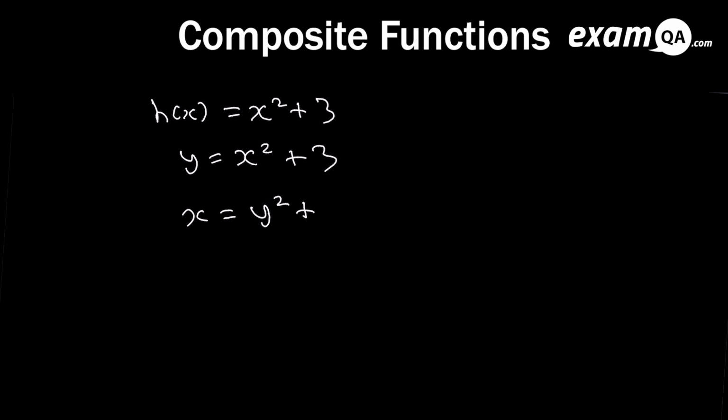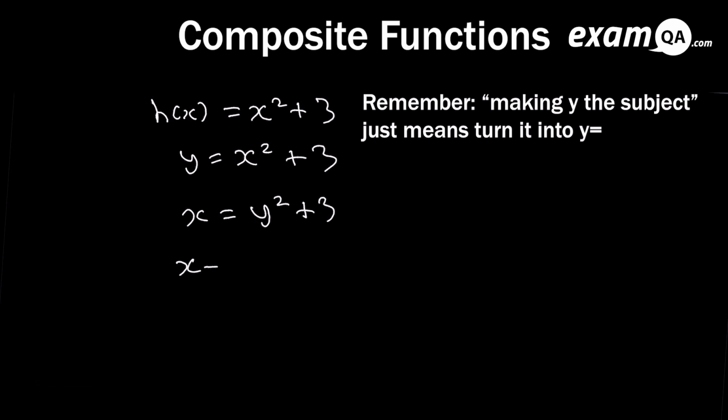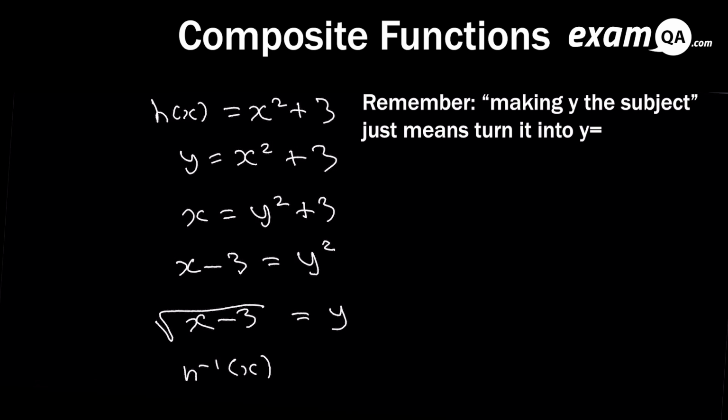Let's look at one more slightly trickier example. We've got hx equals x squared plus 3. So we'll start by writing y equals x squared plus 3. So swap the x's and the y's. And again, make y the subject again. And you've got the inverse. And there you have it.